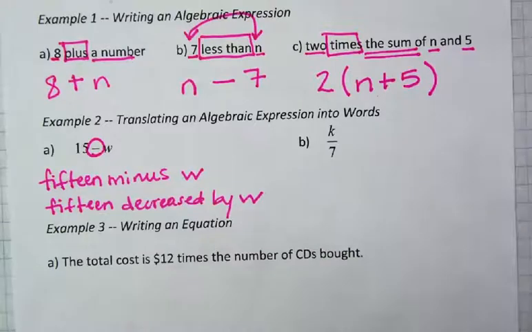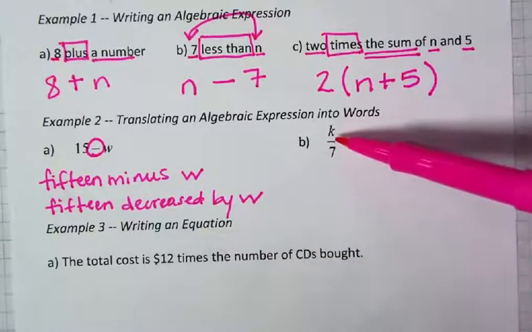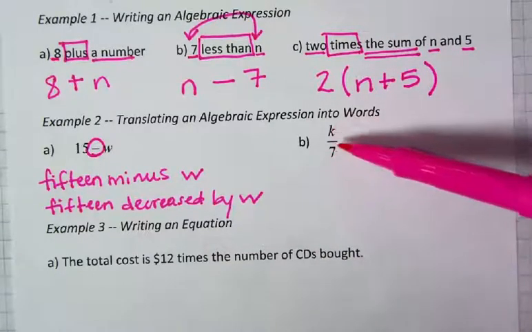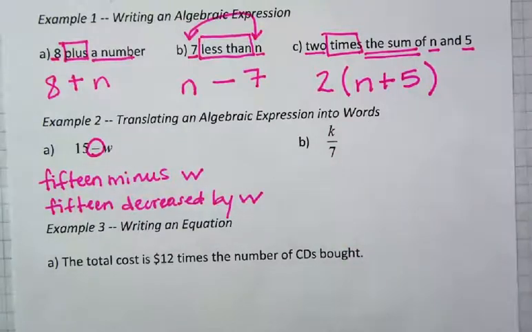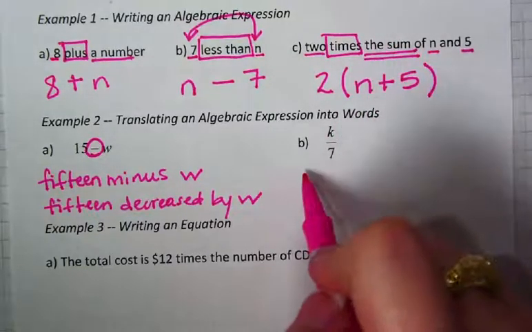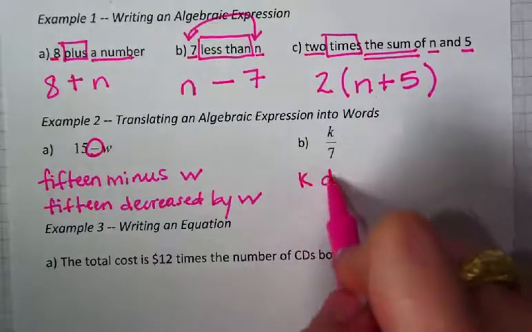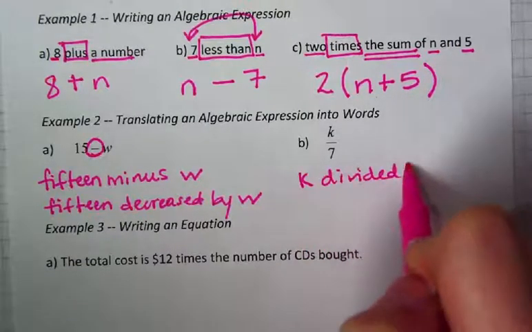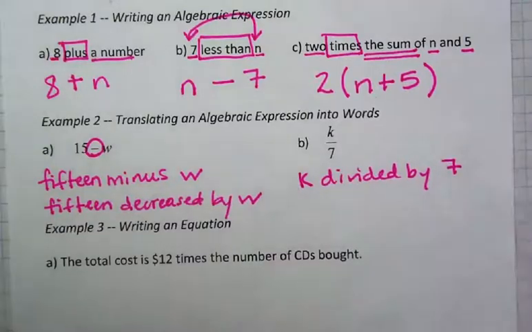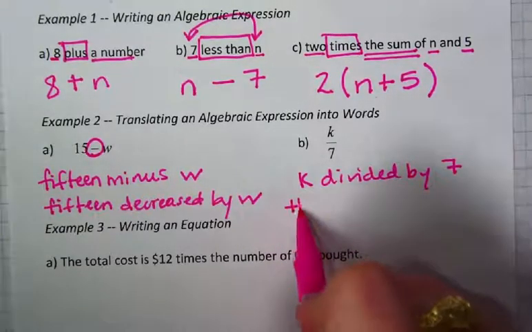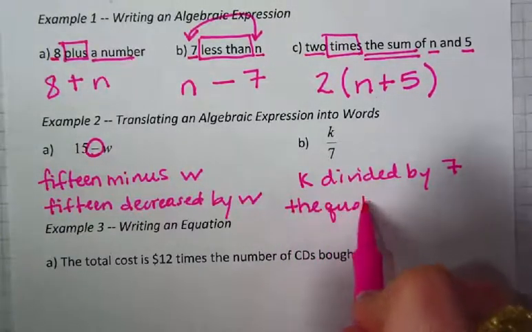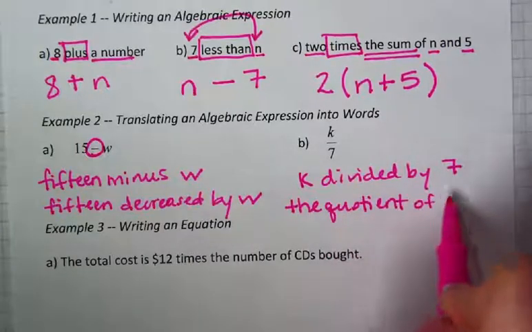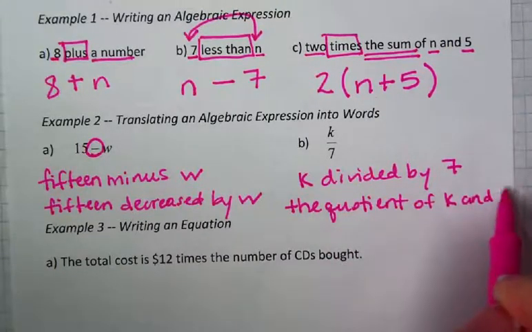All right, for letter B, I've got K over 7, which is K divided by 7. So I'm looking at division. So I go to my Words Into Math and I see what are the different words that I could use for division. I could say K divided by 7. Or I could use quotient. So the quotient of K and 7.